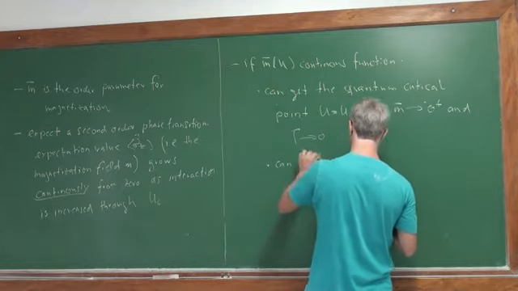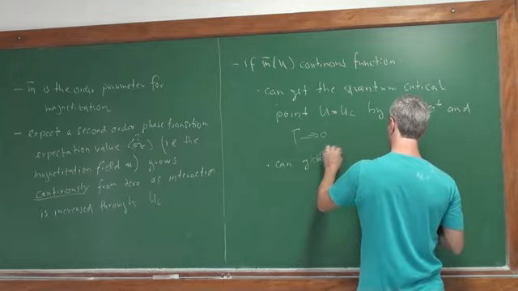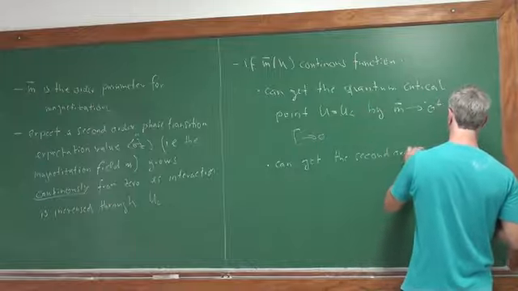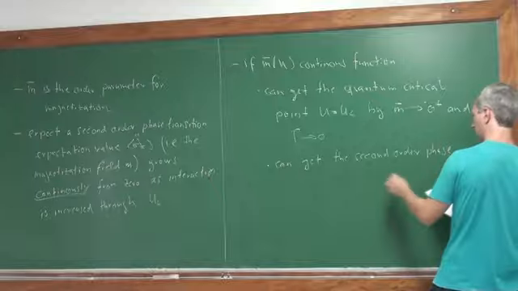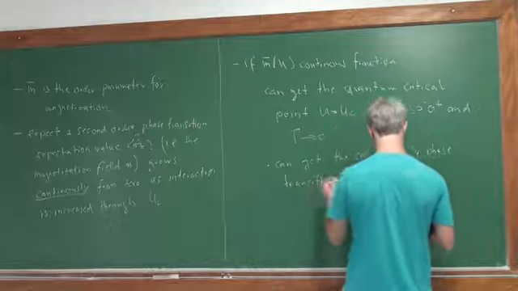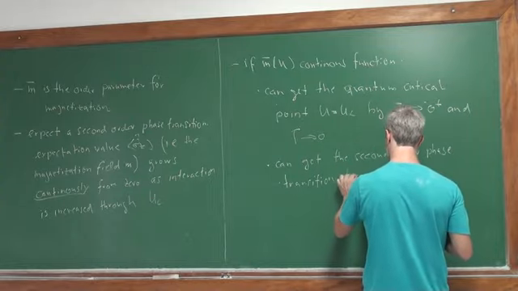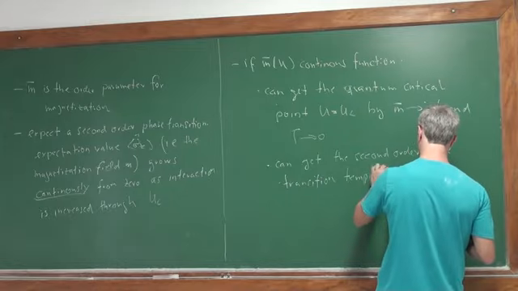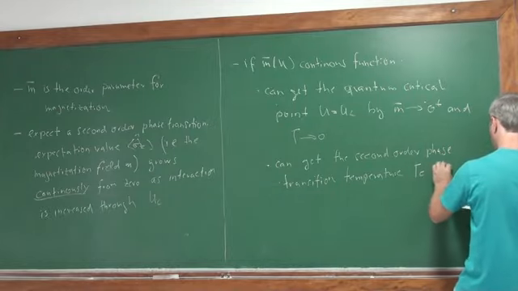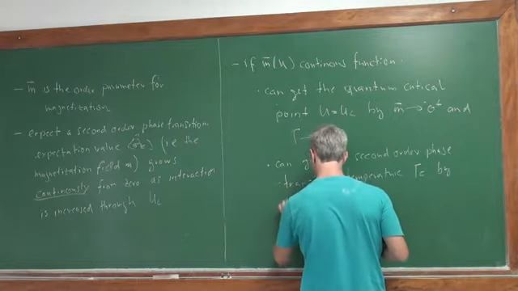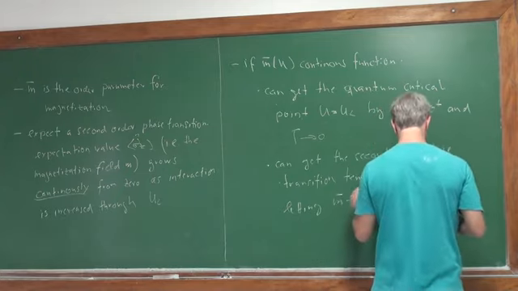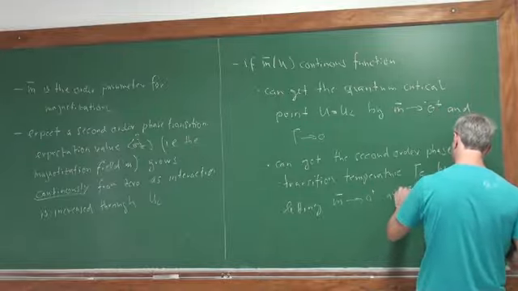and then we can also get the second order phase transition temperature, or the phase transition temperature. We then go to some very small finite value of m, keeping the interaction fixed.